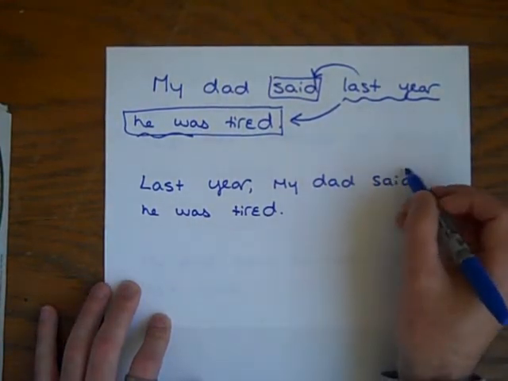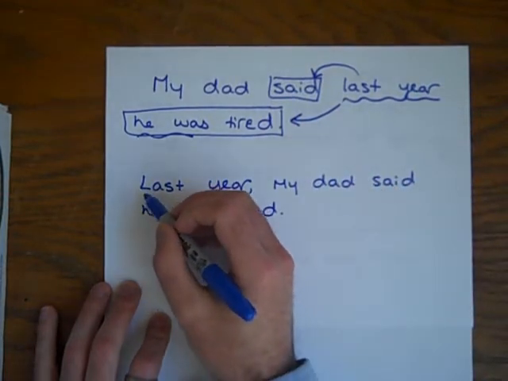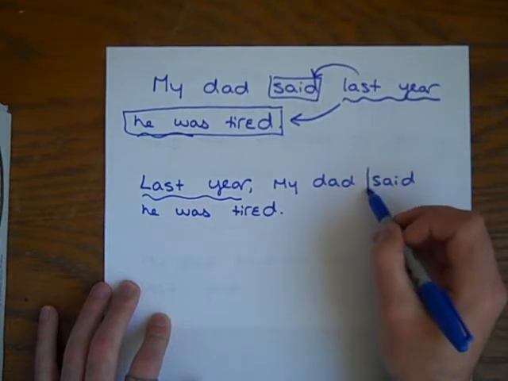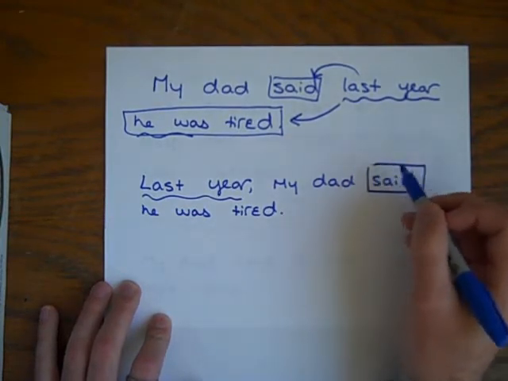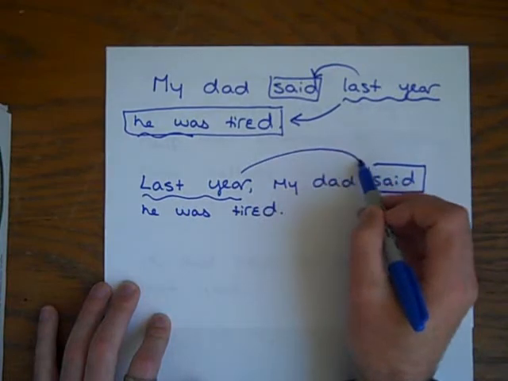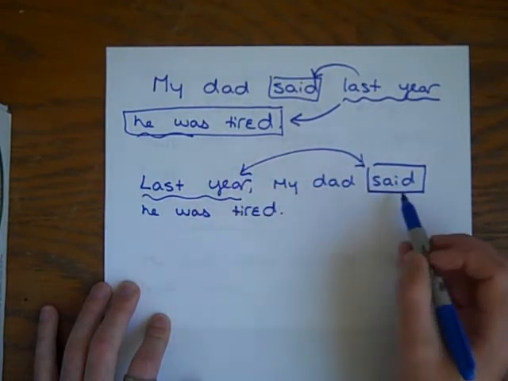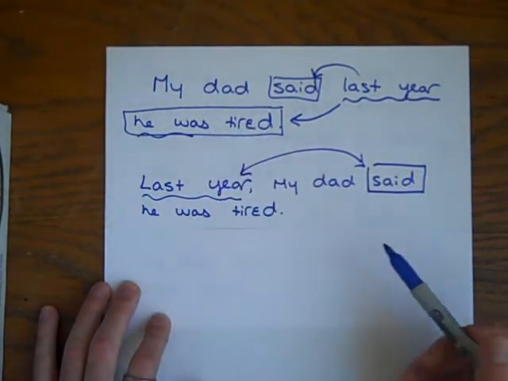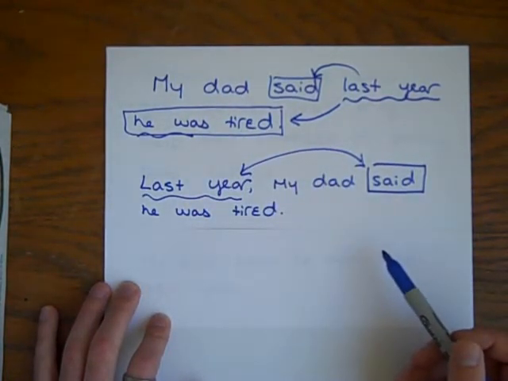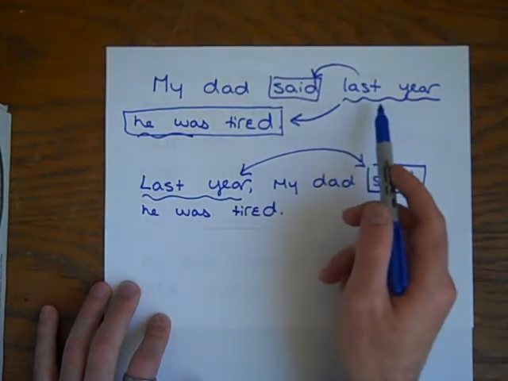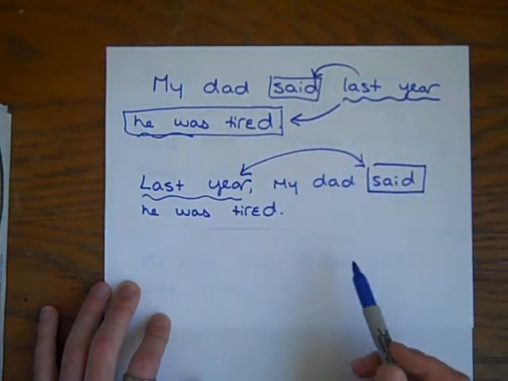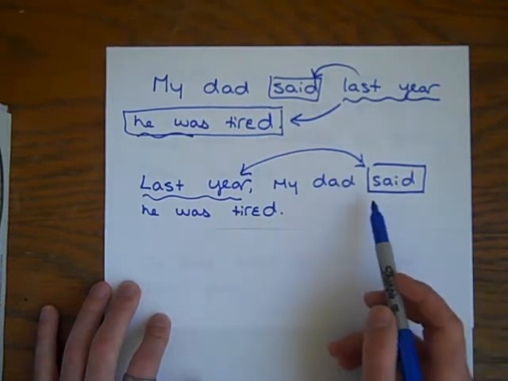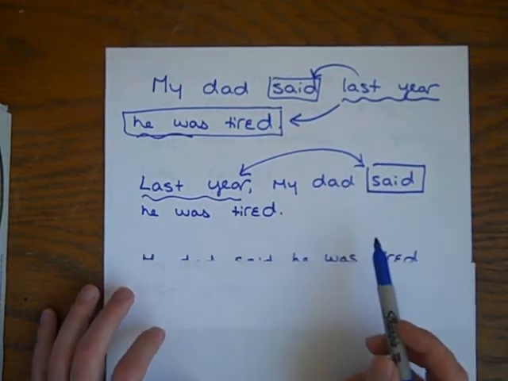Okay. Now in this case, last year is very clearly modifying when he said it, because it's closer to said than it is he was tired. So if I said my dad said last year he was tired, you can't tell whether he's saying it last year or whether he was tired last year. In this case, last year my dad said he was tired is more clearly modifying that he said it.